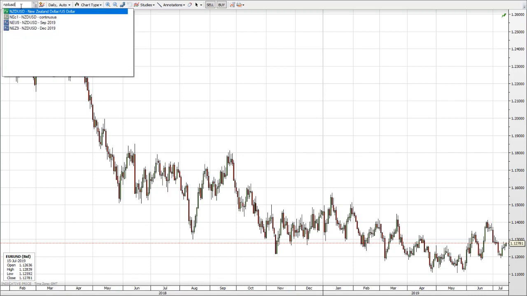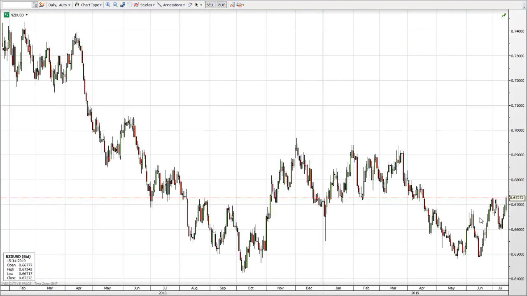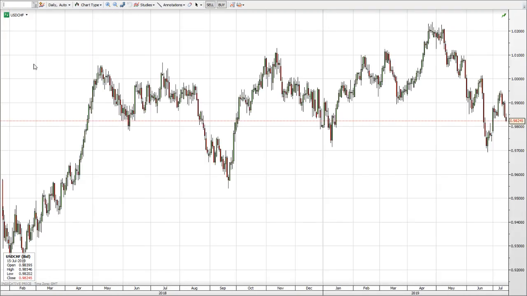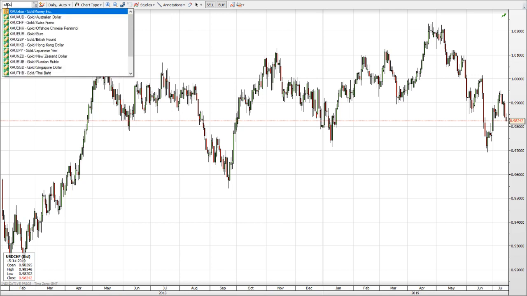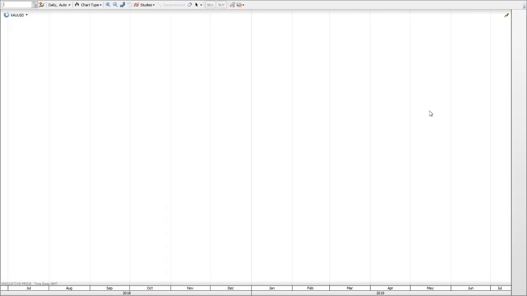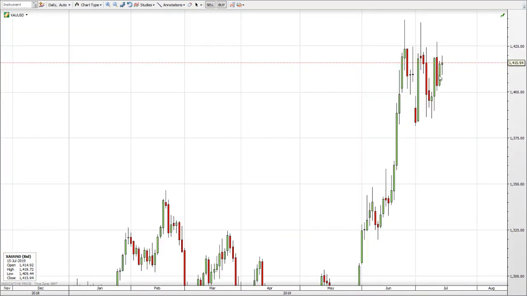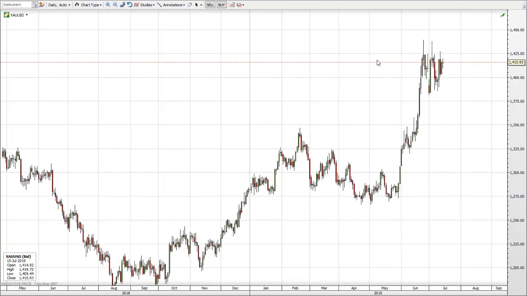We can even have a look at the New Zealand dollar. Same thing, we're just seeing weakness against most currencies in general, weakness in the US dollar. So technically not looking good. Intermarket wise, weak against multiple currencies. Have a look at gold. It's a little bit of weakness, but not really too evident at this stage.